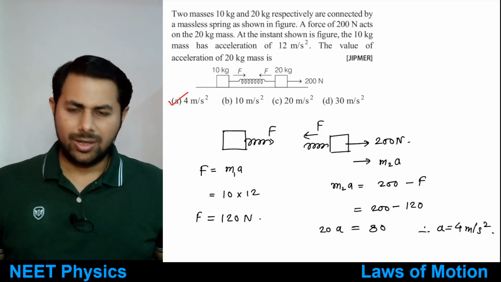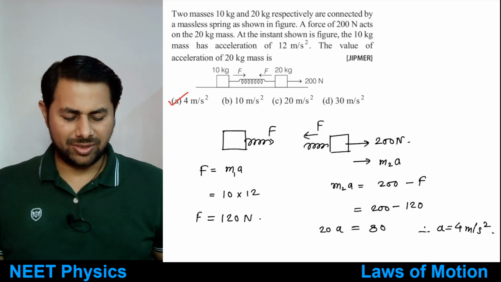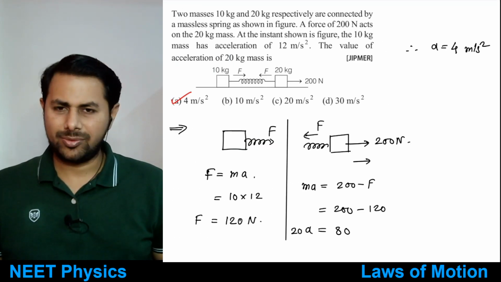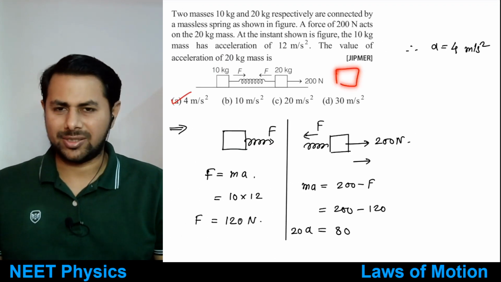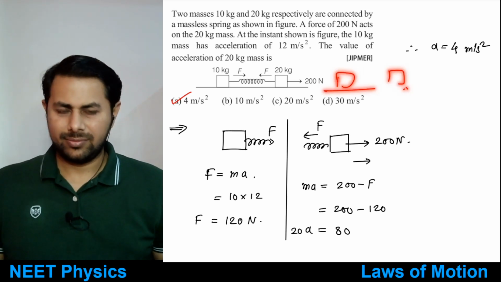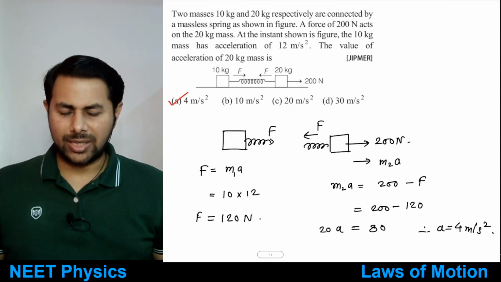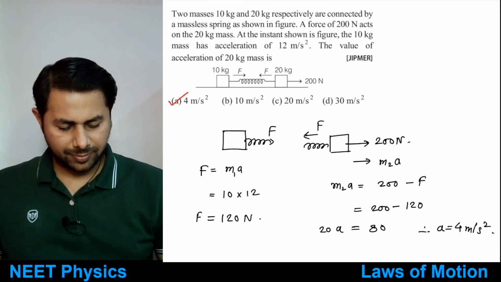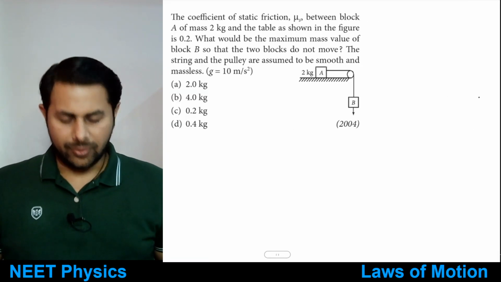Now, how can you increase the complexity of this one? So instead of 2 masses, they can give you 3 masses. They can give you 4 masses, 1, 2, 3, 4, right? But then solving for that will be lengthy. Okay, let's see the next one.